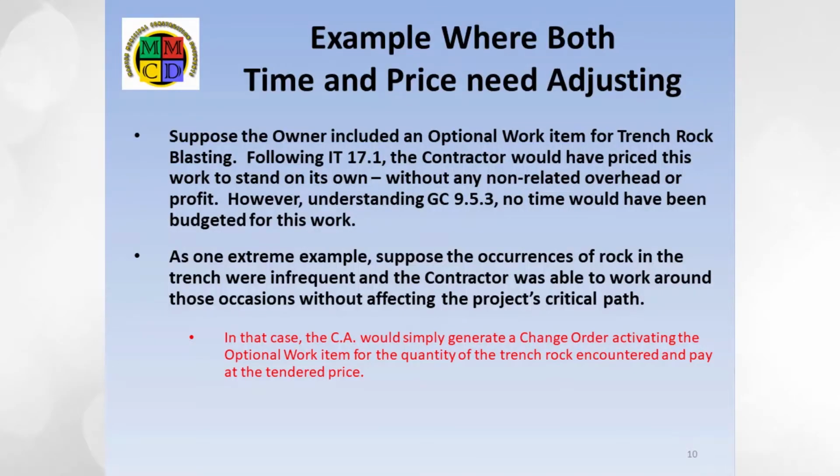In the first case, assume that there was little trench rock encountered, so it was sufficiently easy to work around it and get the blasting done without affecting the project's critical path. In this case, the CA would create a change order to start the work, and it would eventually be completed with the actual quantity encountered.